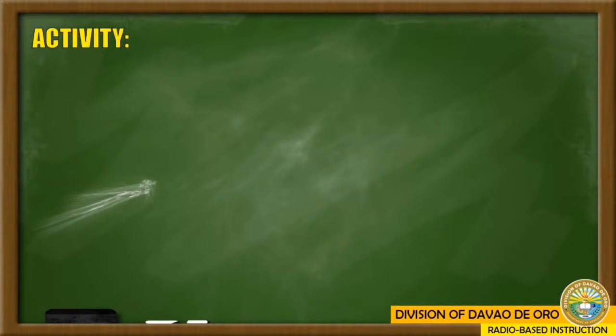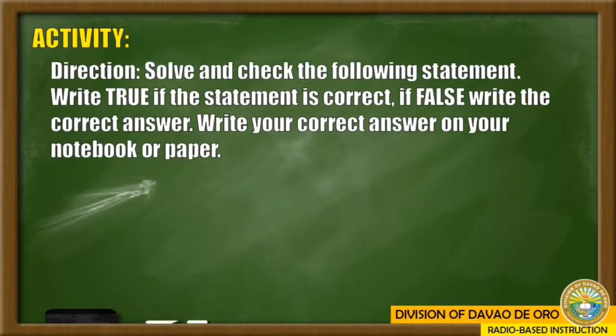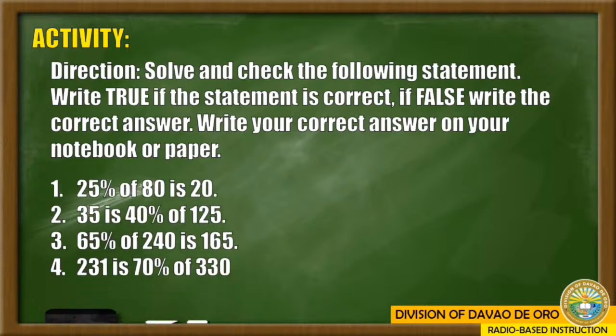Okay, let's have an activity. But before that, we will read first our direction. Solve and check the following statements. Write true if the statement is correct. If false, write the correct answer. Write your answer on your notebook or paper. Okay, number 1. 25% of 80 is 20.